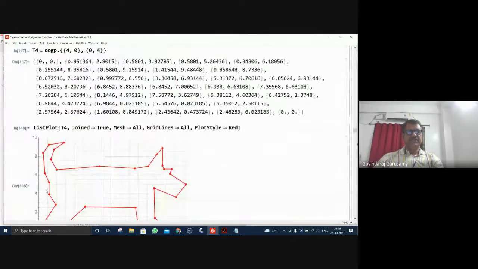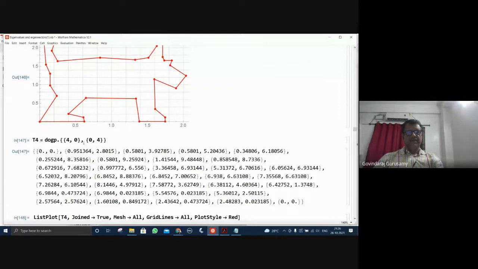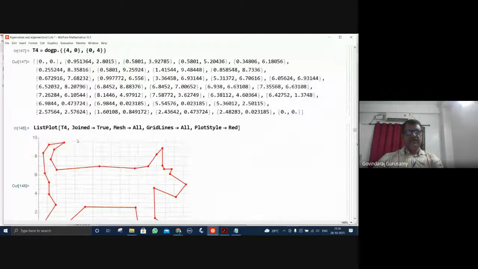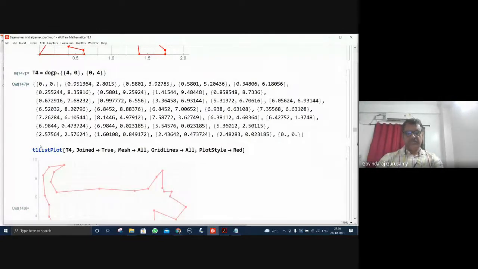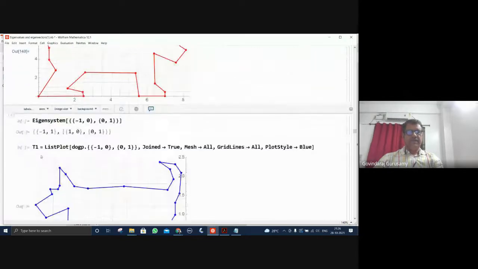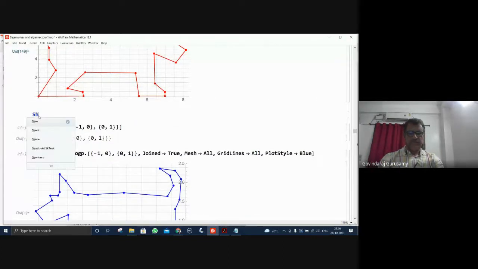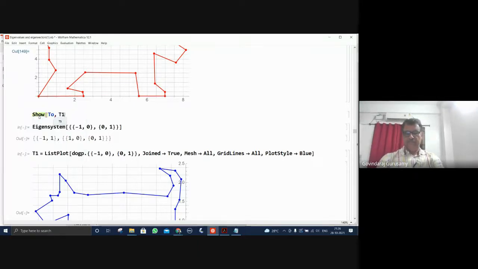Look at the size of this. See, this maximum is 2.5. This has come to the 4. This is close to 10. What you can do, this I'll make it as a T1 is here. I'll make it as T1. Probably if you combine, show T0 and T1. Let me see what is happening. Not TO. This must be T0.